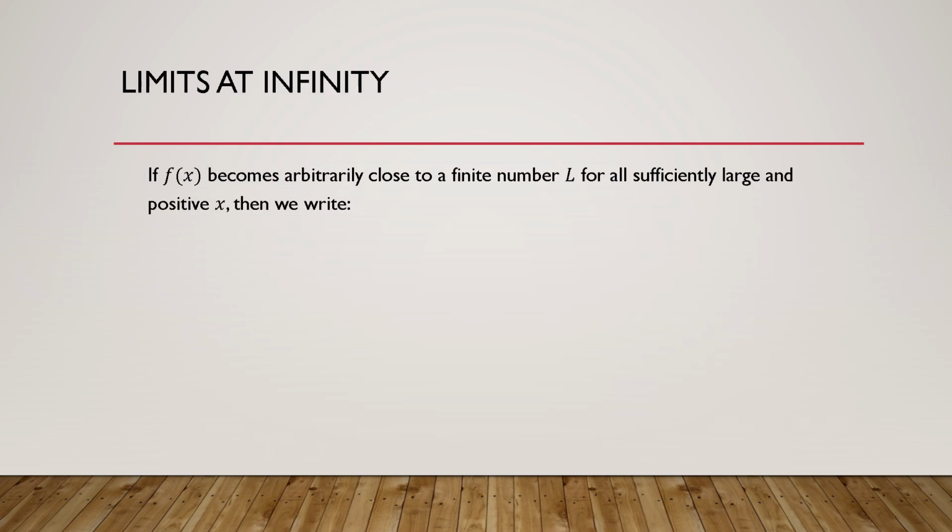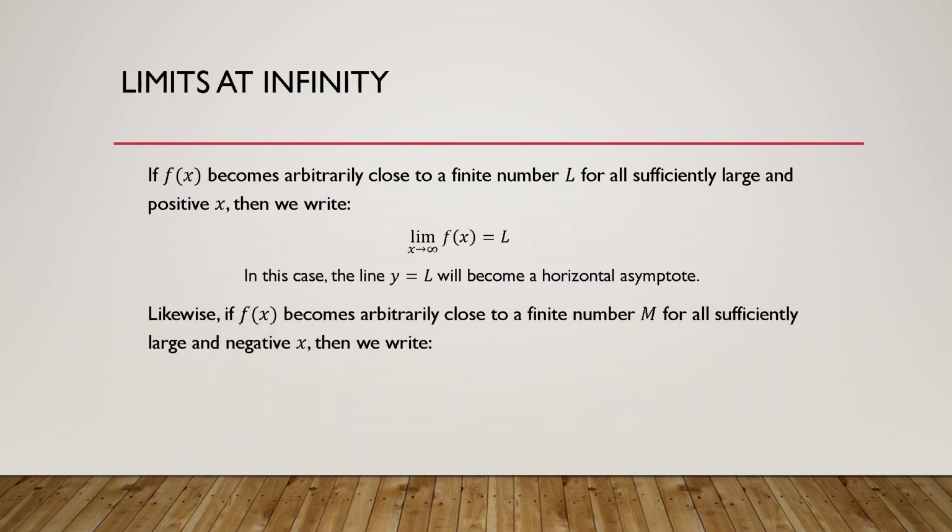If f of x becomes arbitrarily close to a finite number L for all sufficiently large and positive x, then we write the limit of f of x as x approaches infinity equals L. In this case, the line y equals L will become a horizontal asymptote. Likewise, if f of x becomes arbitrarily close to a finite number m for all sufficiently large and negative x, then we write the limit of f of x as x approaches negative infinity equals m. In this case, the line y equals m will also become a horizontal asymptote.